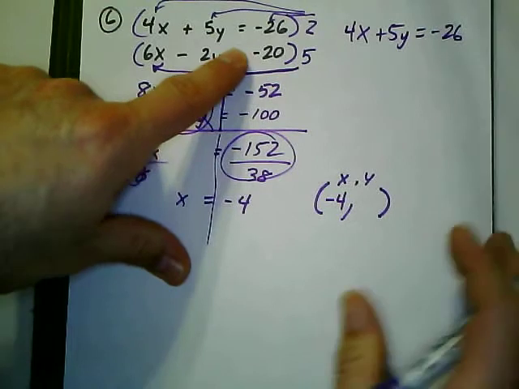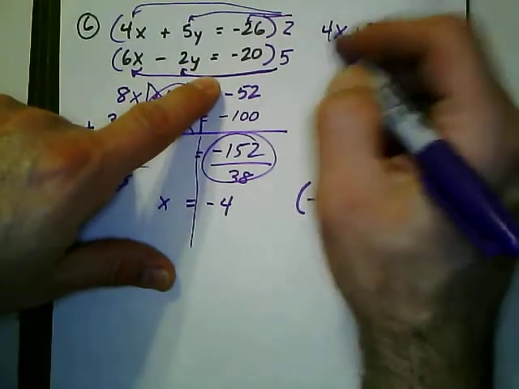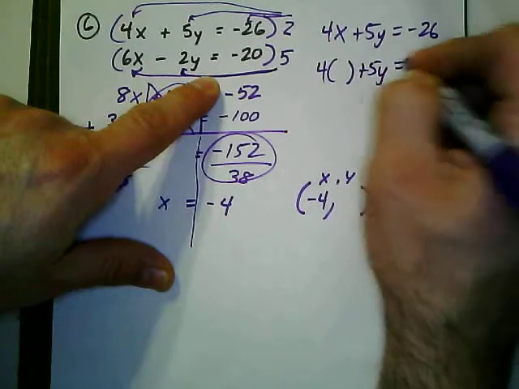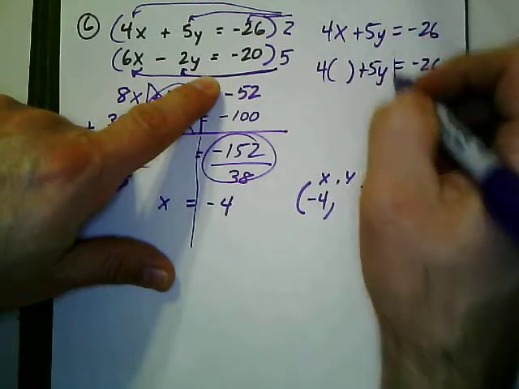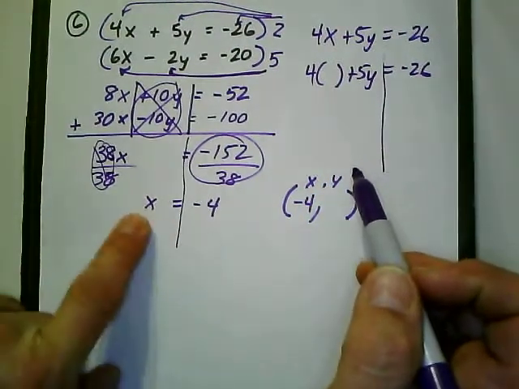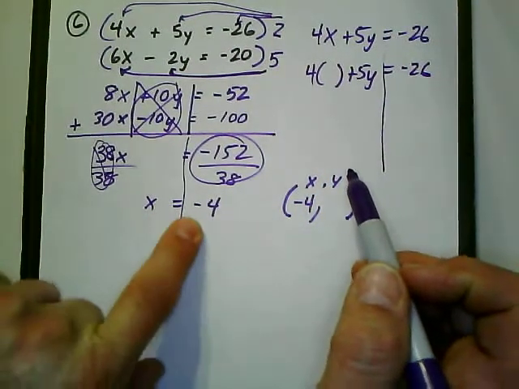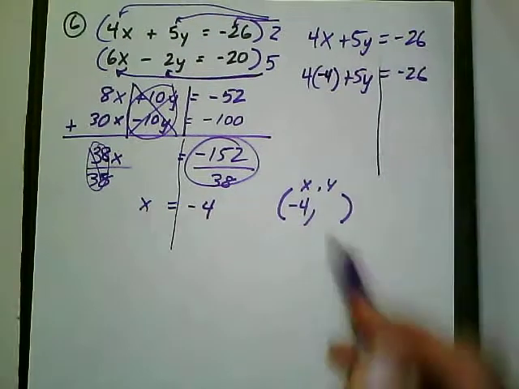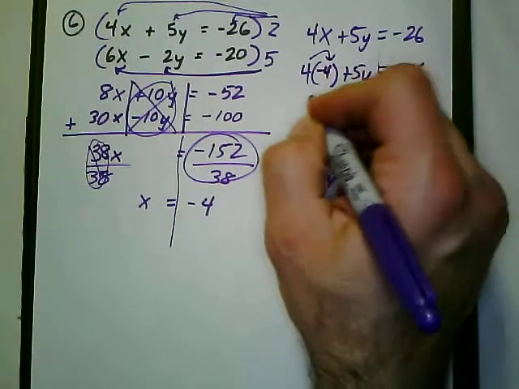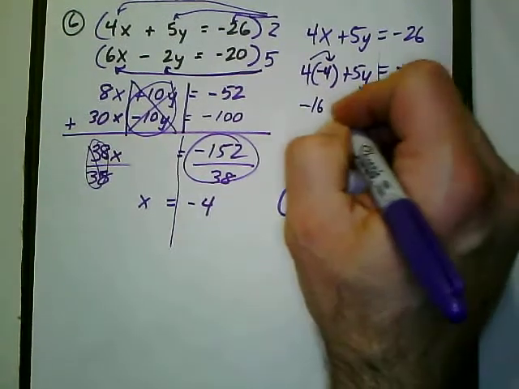Now I just wrote that so you can see it and understand it, but what I'm going to change out is that x, because now I know what x is. X is negative 4. I can switch them out, so I put negative 4 here, and I distribute that. 4 times negative 4 is negative 16 plus 5y.